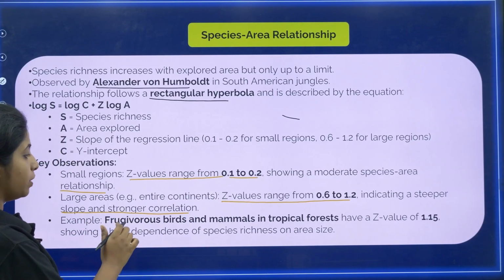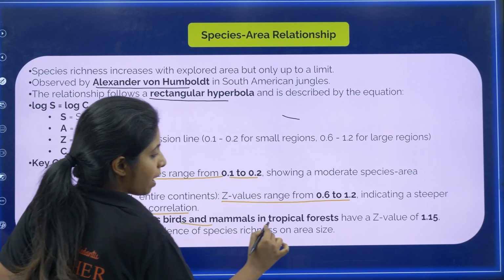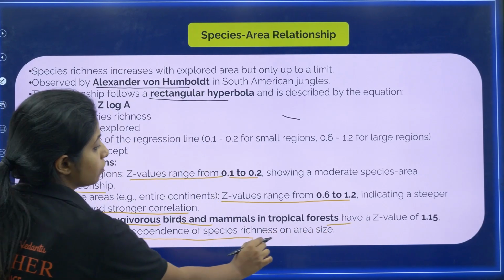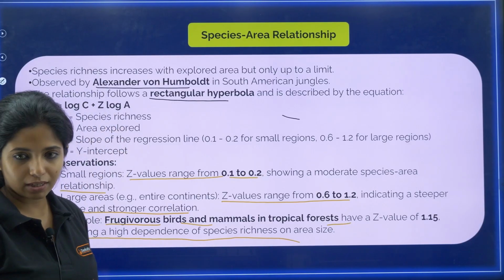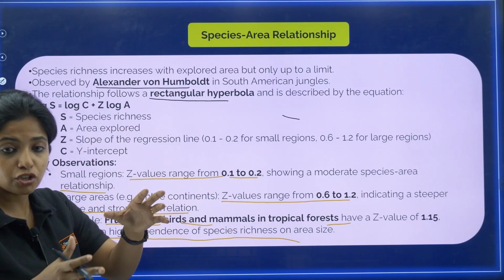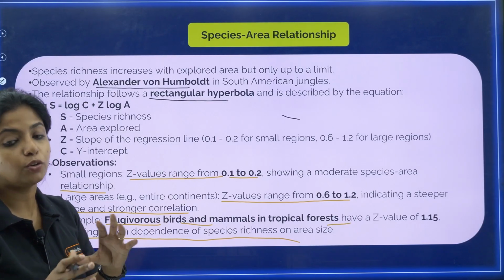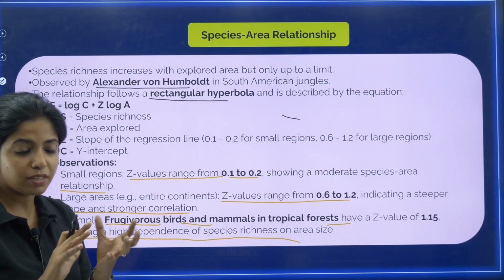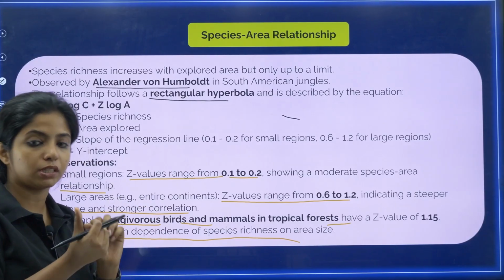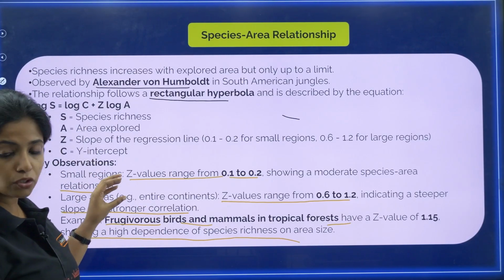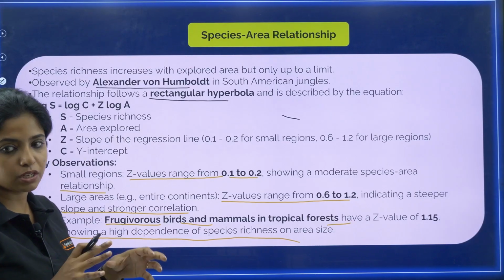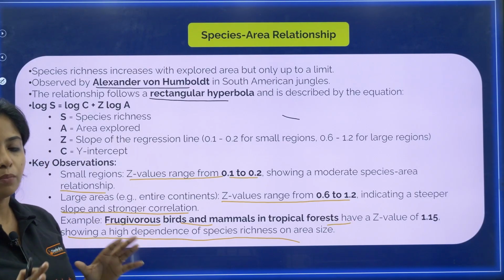Now, for example, frugivorous birds and mammals in tropical forests have a Z value of 1.15, showing a high dependence of species richness on area. So if the Z value is higher, that means species richness and area have something to do with each other. That means it is kind of correlated. As more area is explored, more species richness will be there. Now, when in smaller regions you see the Z value is less, what does that mean? Basically, species richness and area are not that coordinated. It's a very moderate level.